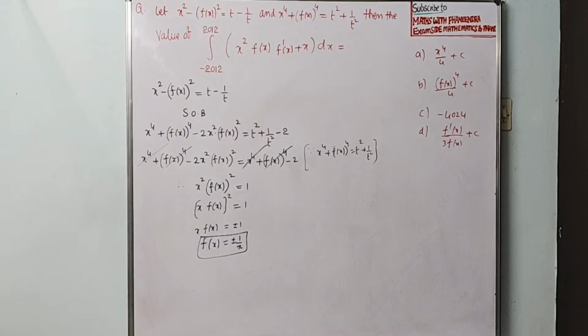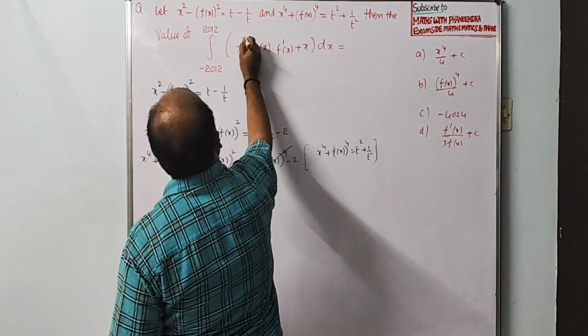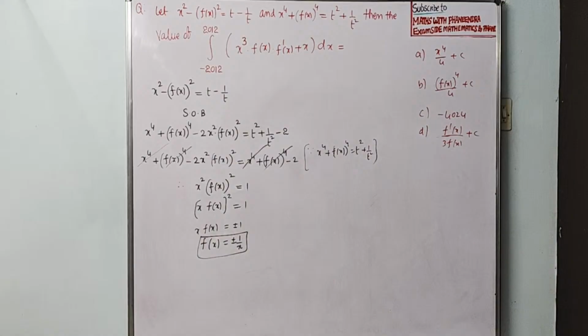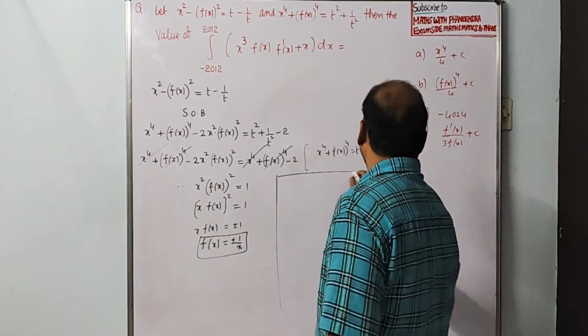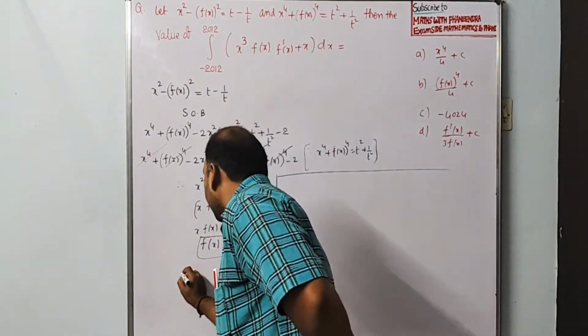Yeah, the question is, dear students, a little mistake we need to verify. This is not x square, that's why I am waiting for that. This is x cube, not x square. So from here, f of x value we got it now.